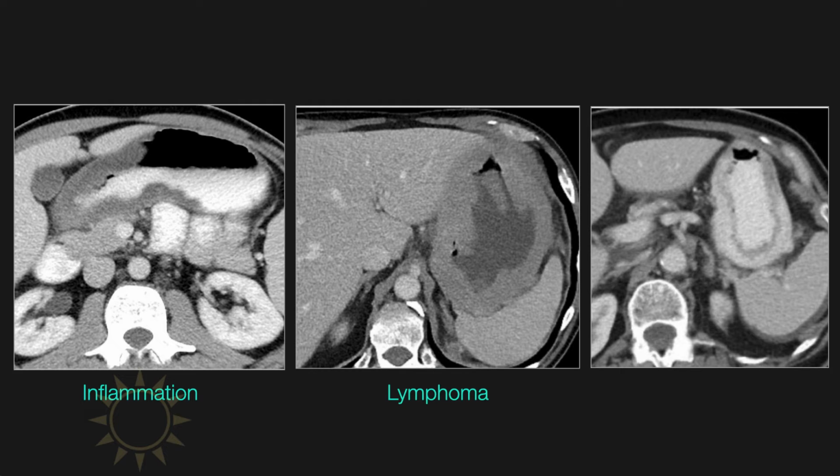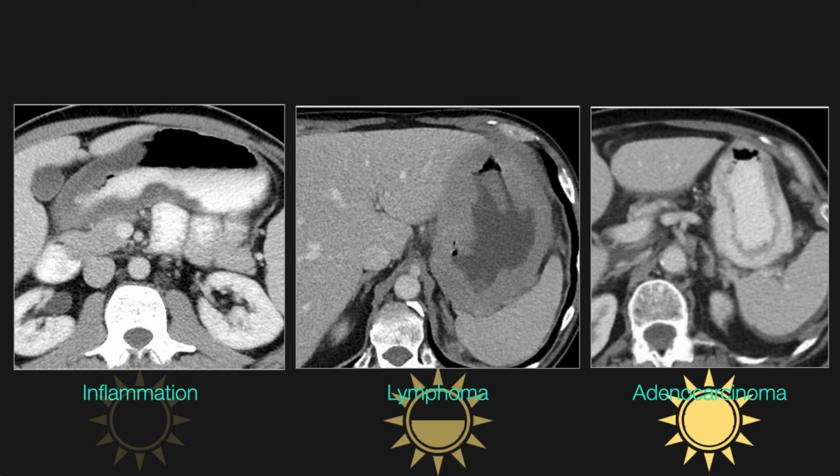Lymphoma infiltrating the stomach wall will have more intermediate attenuation wall thickening and often looks relatively bland and featureless without clear distinction of the mucosa or the media. Adenocarcinoma, particularly the infiltrative type or linitis plastica, is often bright and enhancing, and in this case has a similar brightness to the intraluminal positive oral contrast.